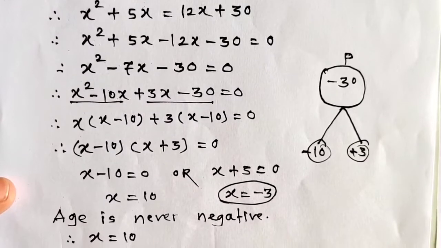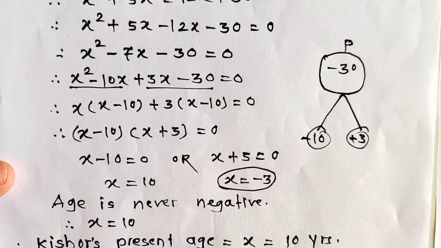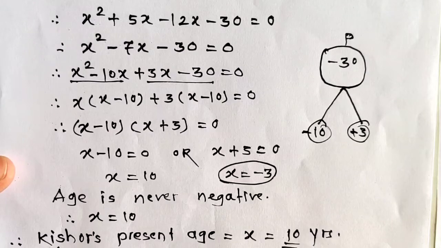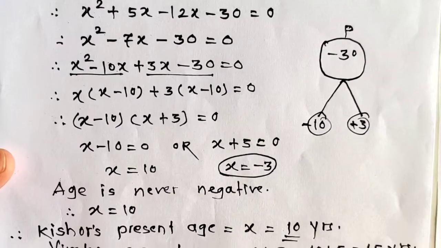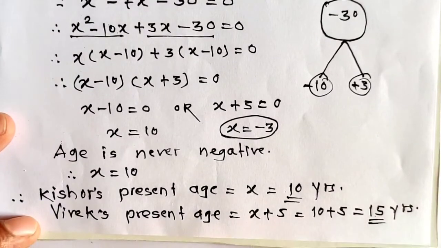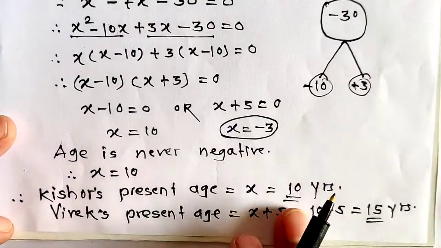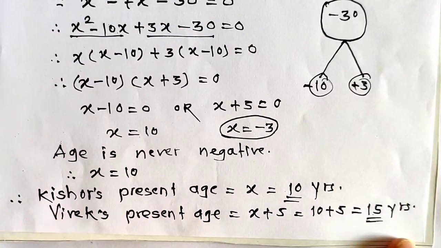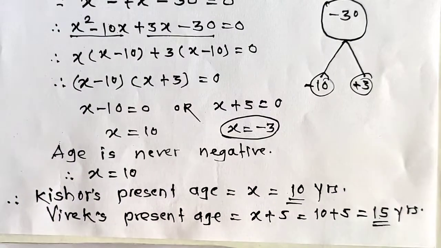After factorization we get the factors x minus 10 and x plus 3. So x is equal to minus 3 and x is equal to 10, but age is never negative, therefore x is equal to 10. So what is x? Present age of Kishore. And what is x plus 5? Is the age of Vivek. So in this way we can solve this sum.